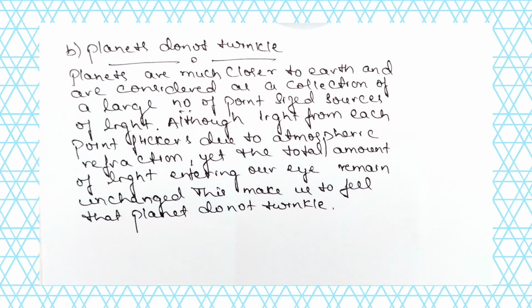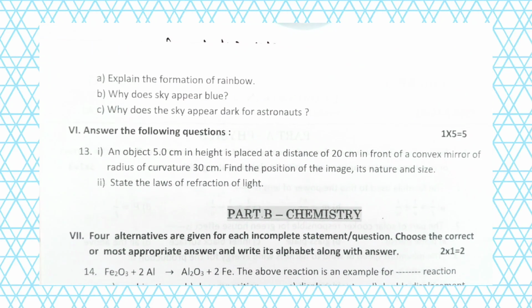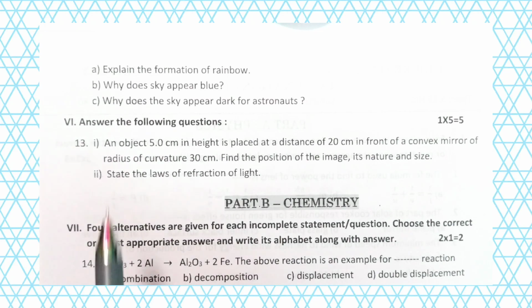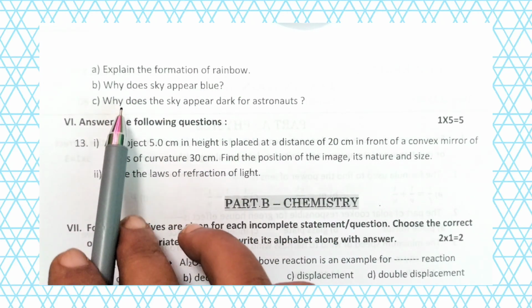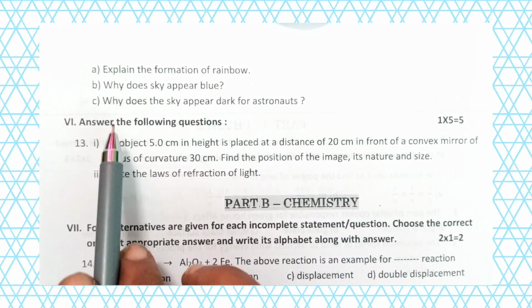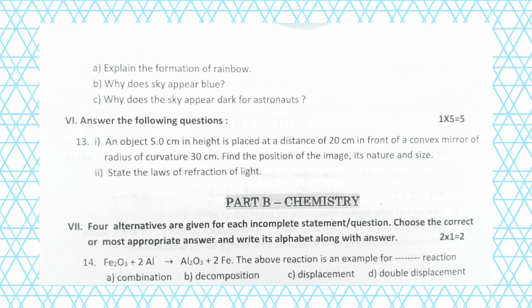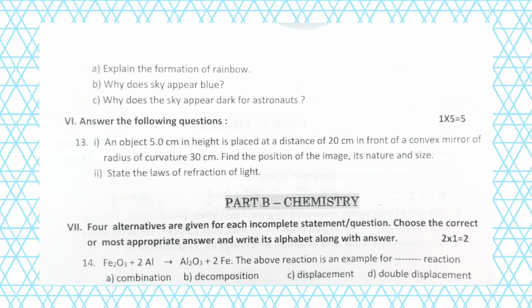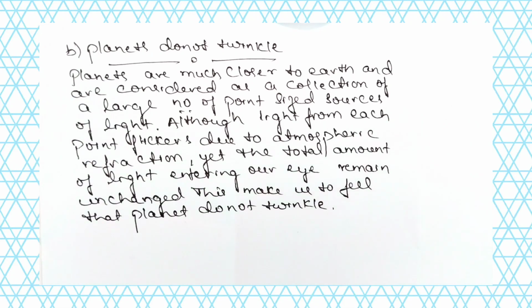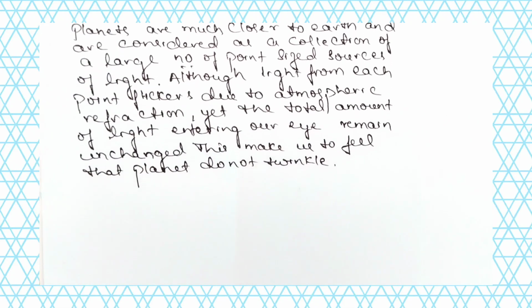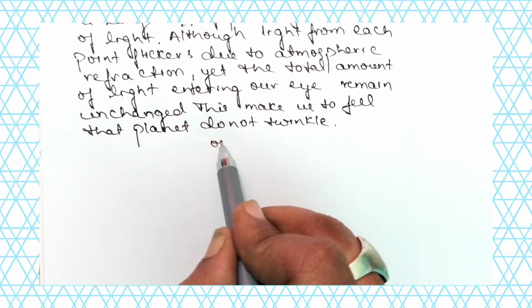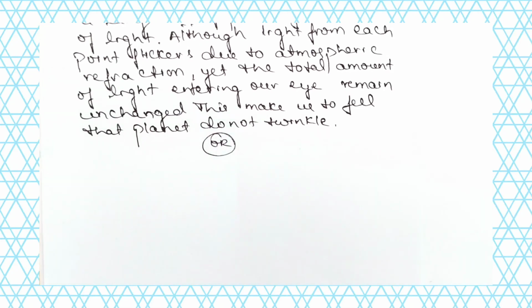So now let us move to the next one. In that internal choice question, explain the formation of rainbow. 1. Why does sky appear blue? 2. Why does the sky appear dark for astronauts? So now let us answer all the 3 questions, it is an internal choice question. So first question in that option is, explain the formation of rainbow. So now let us know how the rainbow is formed.